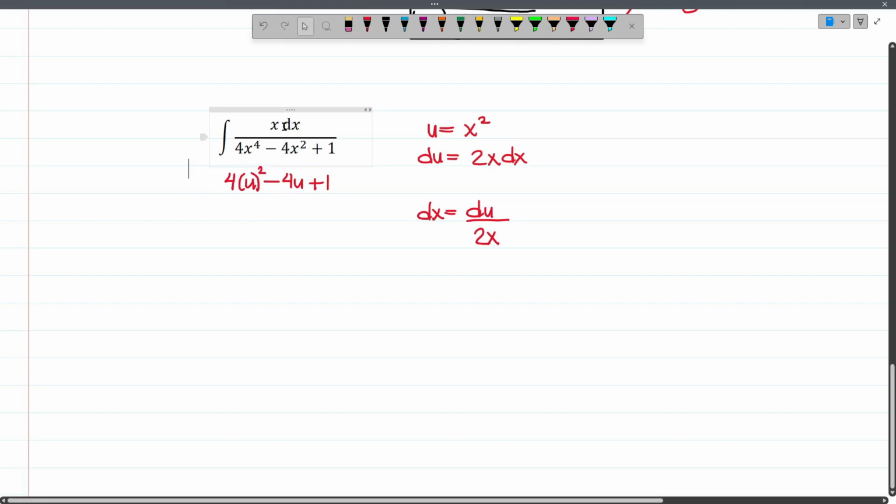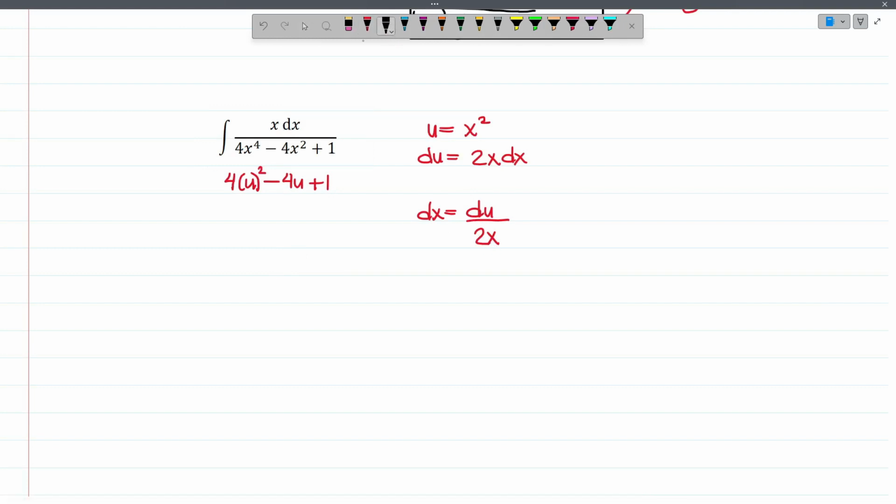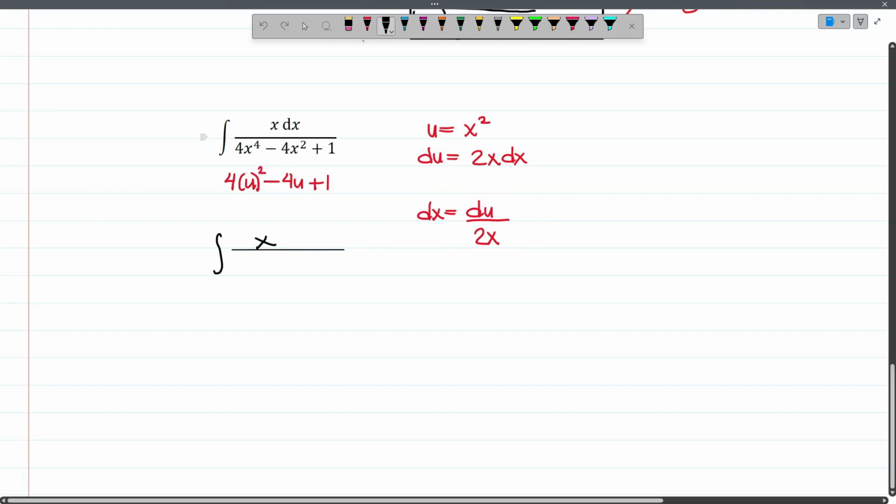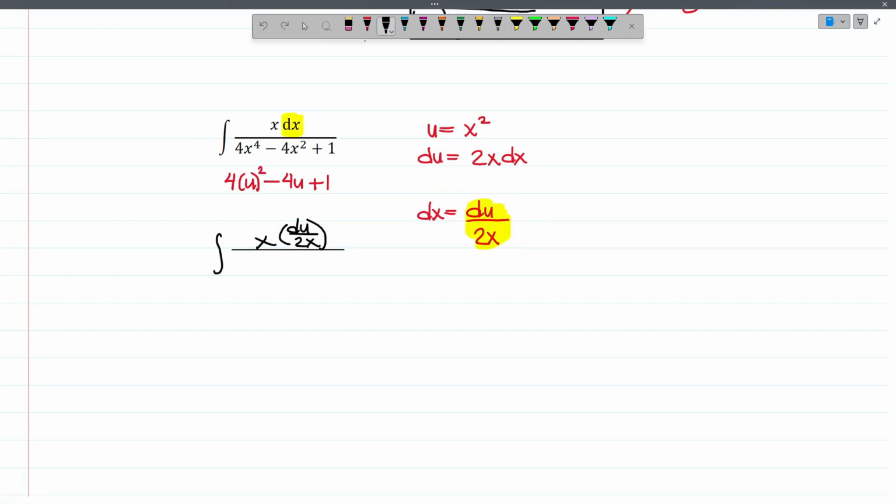And then we'll also replace dx by du over 2x. And so applying that, we have the integral of x multiplied by du over 2x, divided by 4u squared minus 4u plus 1. So this is 4u squared minus 4u plus 1. And so notice that we can actually cancel x. And so our numerator will become du over 2 and then divided by 4u squared minus 4u plus 1.